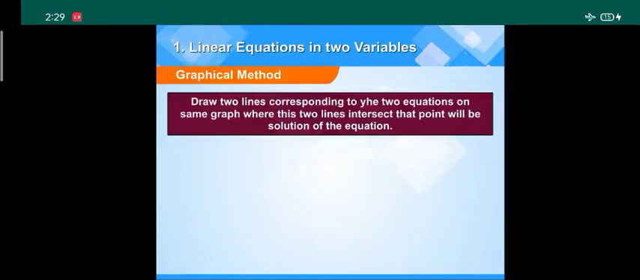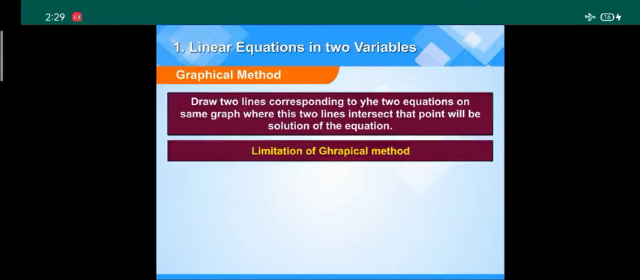Graphical method. Draw two lines corresponding to the two equations on the same graph. The point where these two lines intersect will be the solution of the equations.